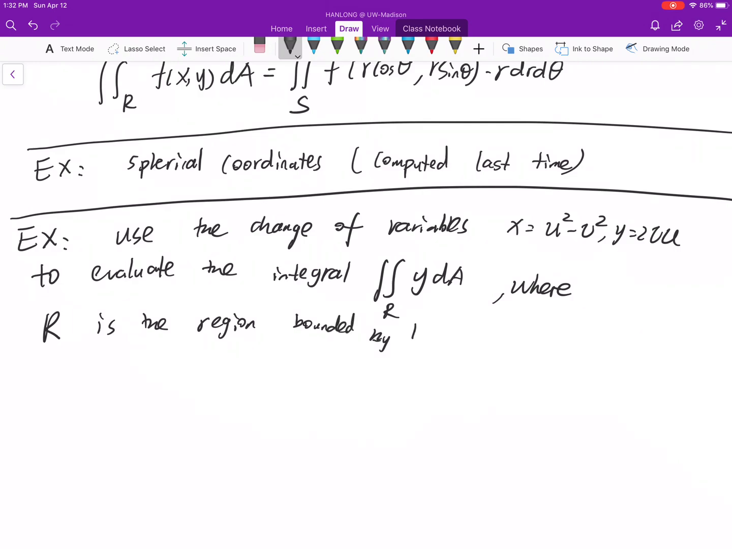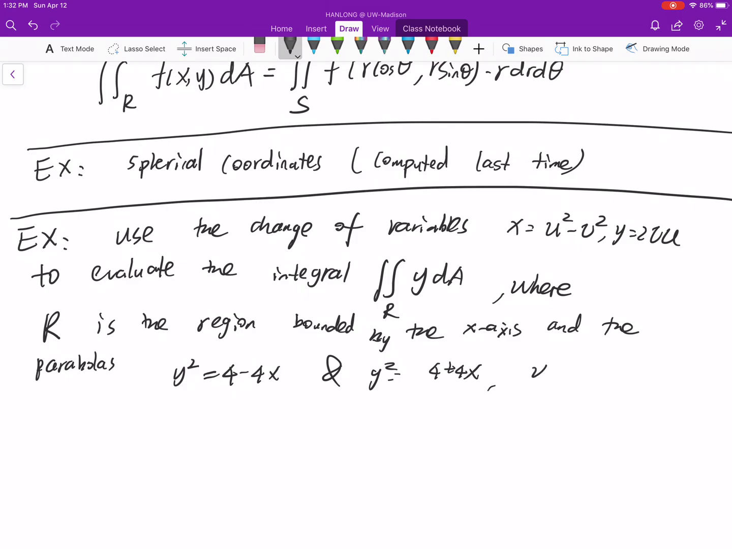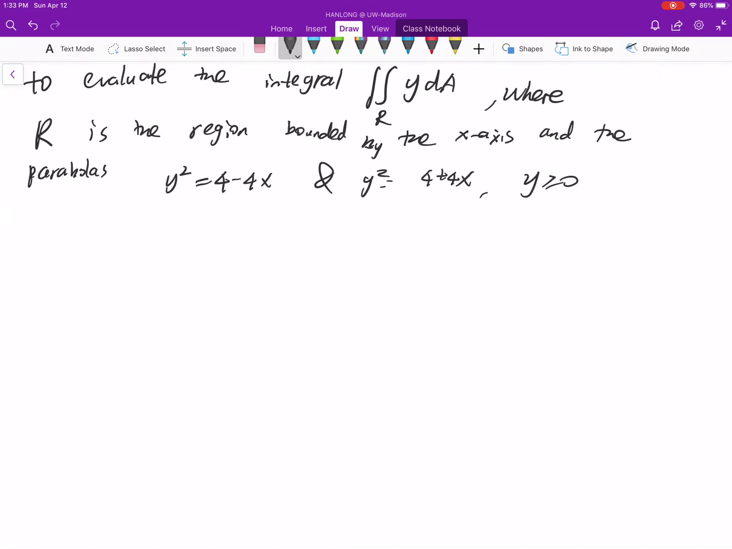y squared equals 4 minus 4x and y squared equals 4 plus 4x, with y positive. Okay, if you draw the picture, it's easy to find.